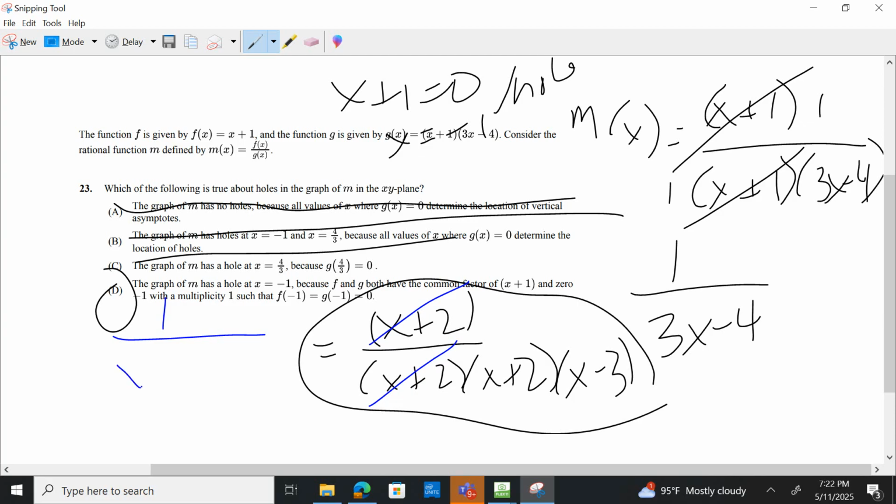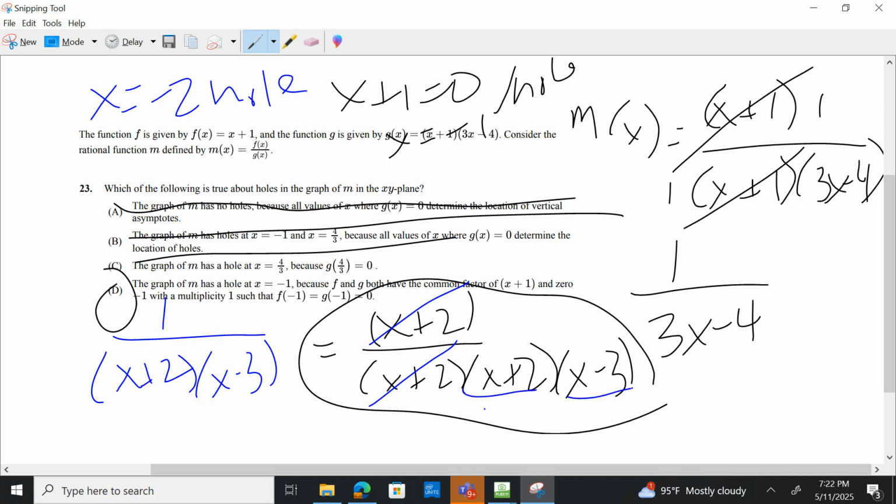So right now, students may say, we have a hole at x equals negative 2. That's a potential hole, and that is true. But then you always have to check the vertical asymptote. So here I can see I have a vertical asymptote when I set it equal to 0, at x equals negative 2, and at x equals positive 3. Your vertical asymptotes will always trump a hole.